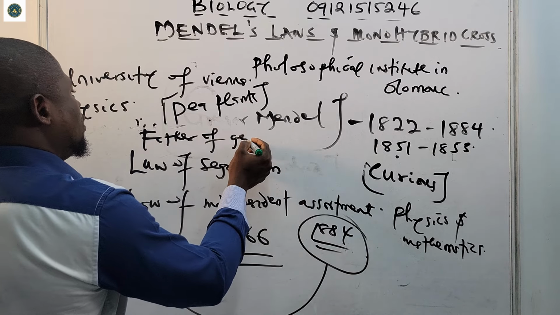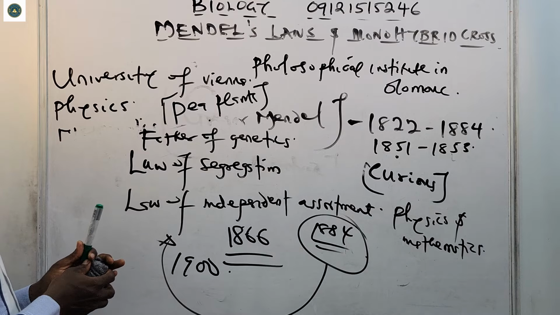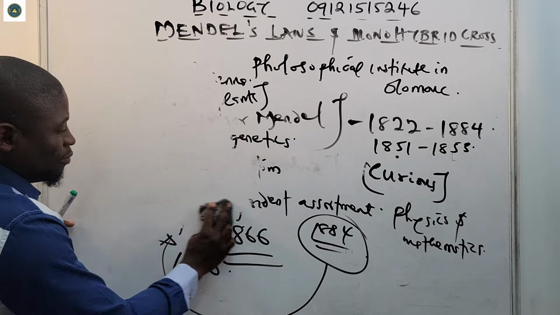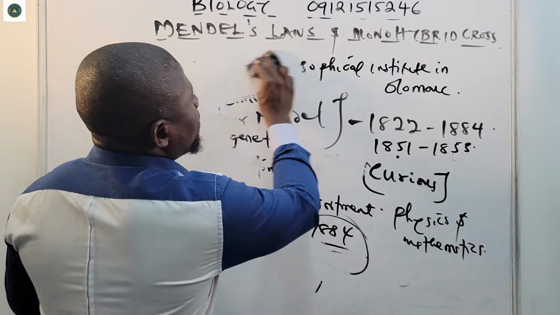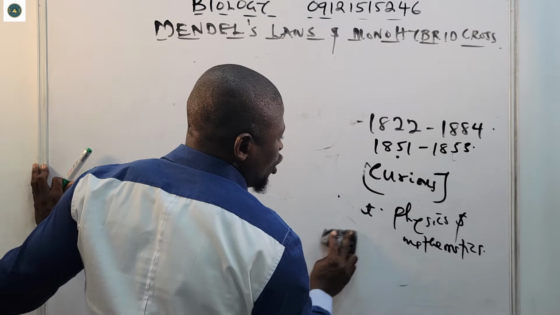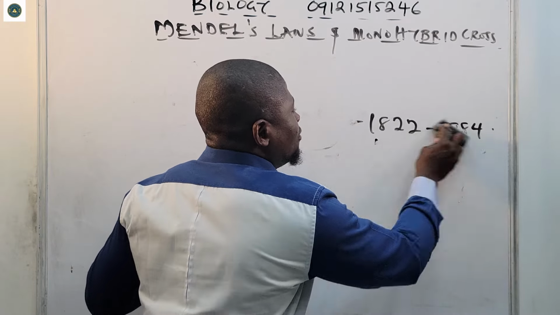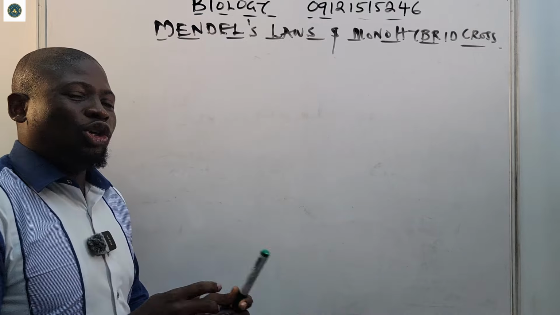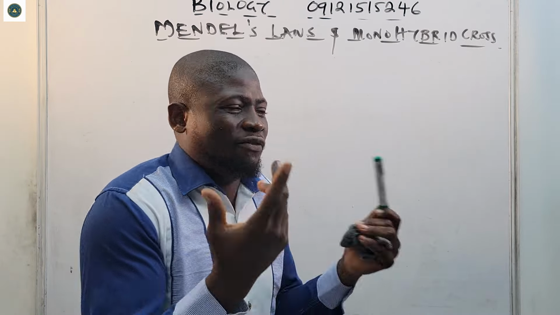father of genetics. So first of all, what is genetics? Genetics is a branch of biology that deals with the study of genes, how they function, and how they work. So the study of genes is genetics, and how genes work and how they function.